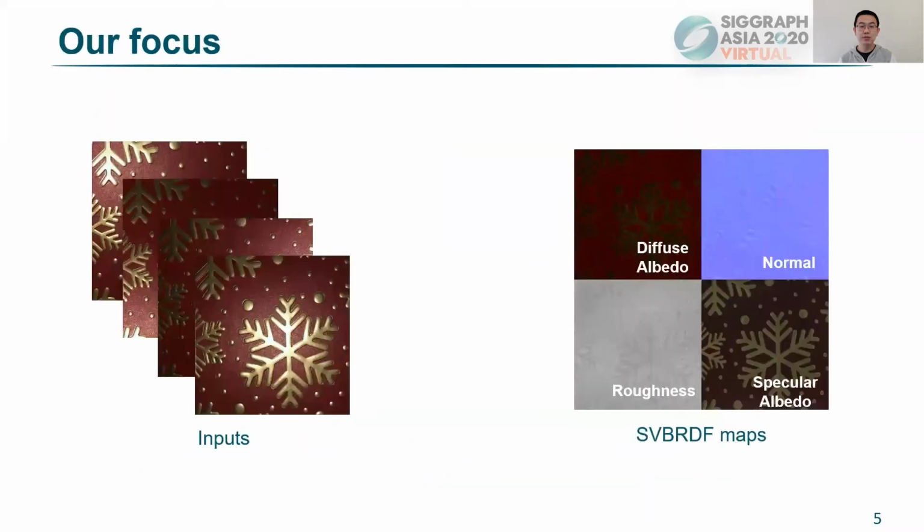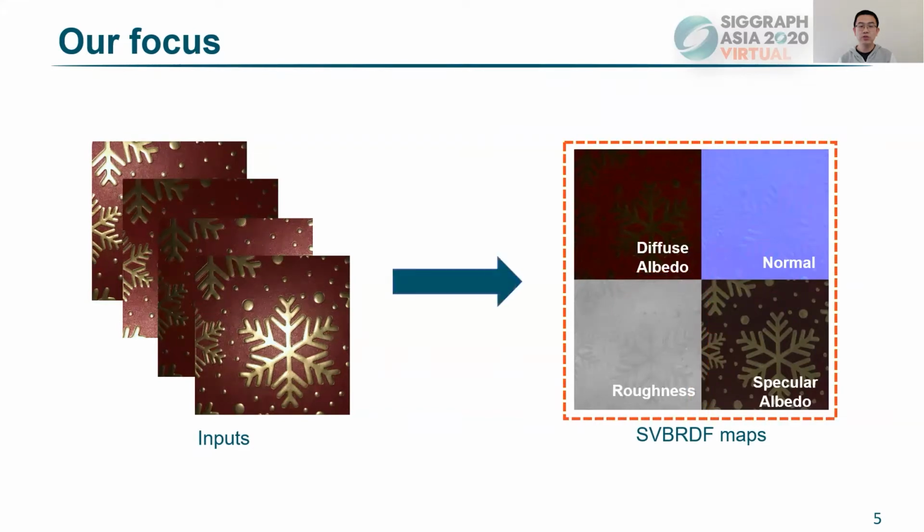A widely used material model in the industry is Cook-Torrance. It allows representing many opaque surfaces with just 4 parameter maps: the surface orientation, the diffuse and specular light reflection, and the shininess or the roughness. Together, it is SVBRDF. We want to reconstruct SVBRDF maps from several smartphone captured photos accurately.